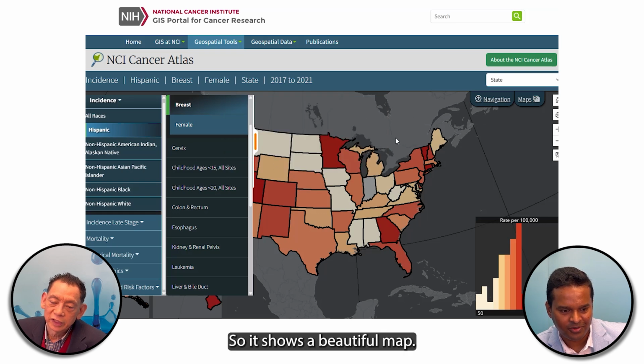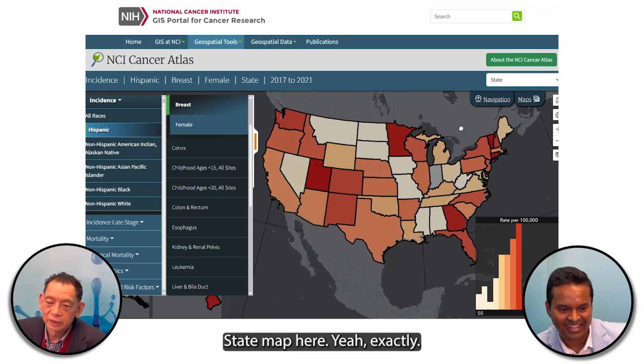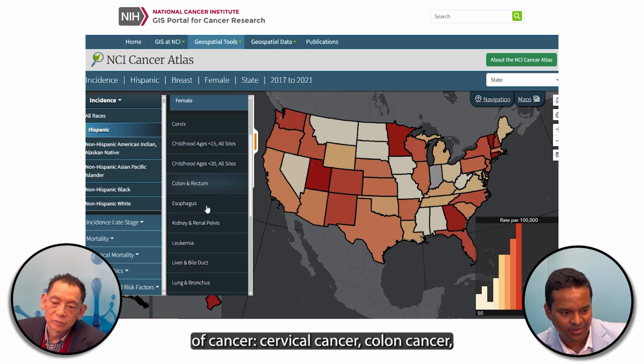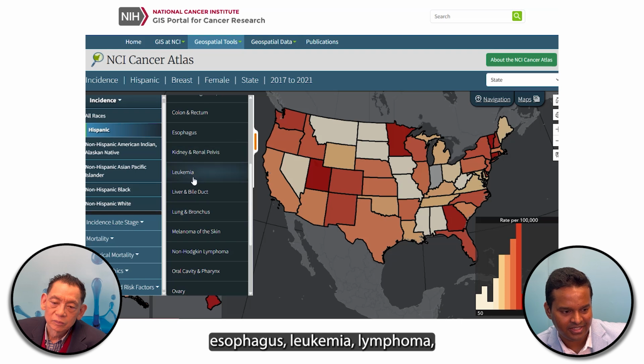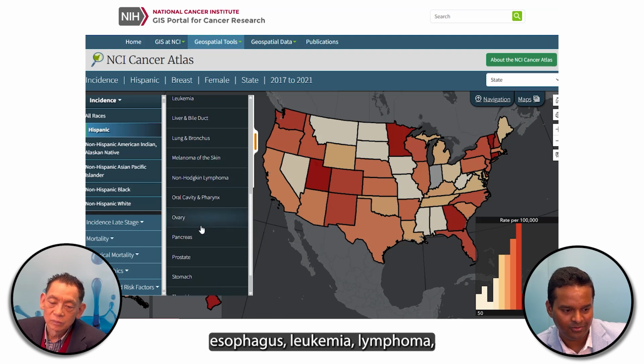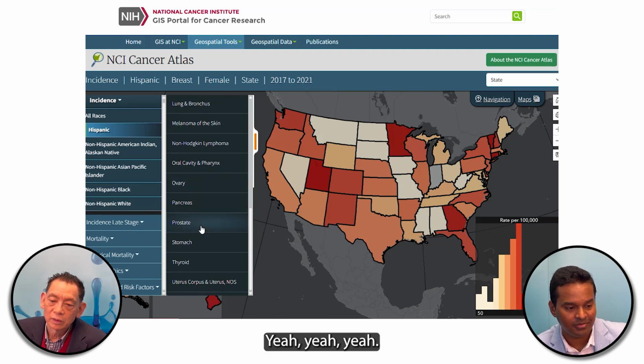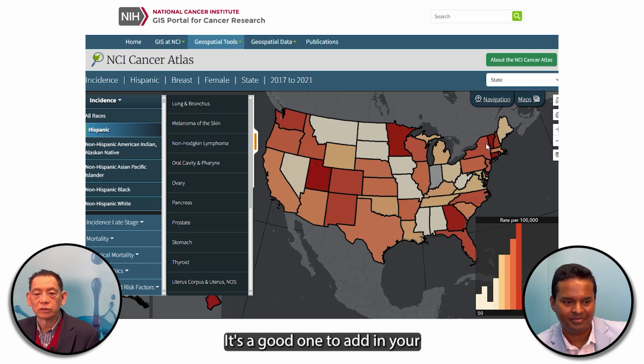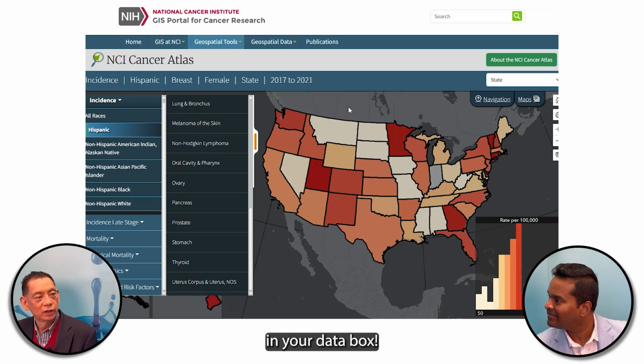So it shows a beautiful state map, right? State map here. Yeah, very nice. Exactly. And you can see there are so many different types of cancer: cervical cancer, colon cancer, esophagus, leukemia, lymphoma, just within cancer itself. Very detailed. And then you can go like late stage mortality. Get the demographics. Right. That's pretty cool. Yeah, that's a good one to add in your data box.